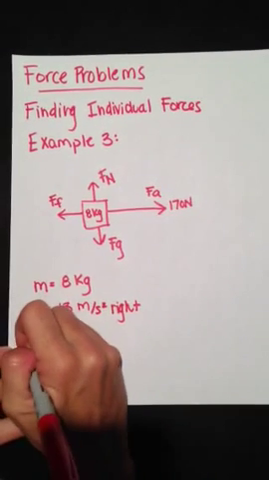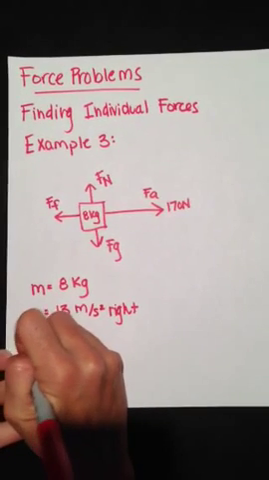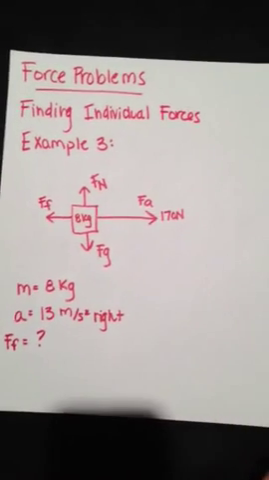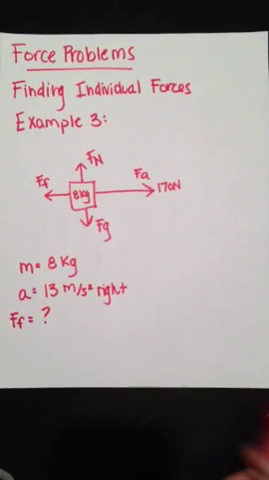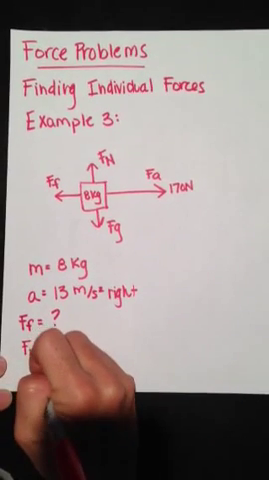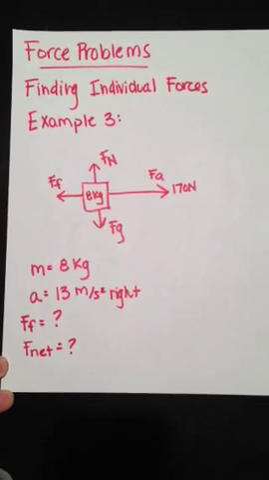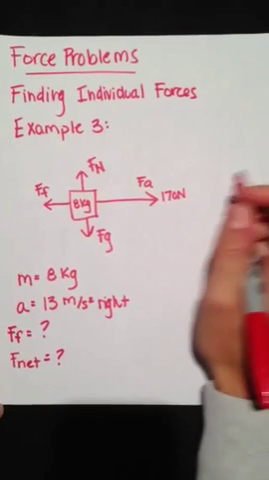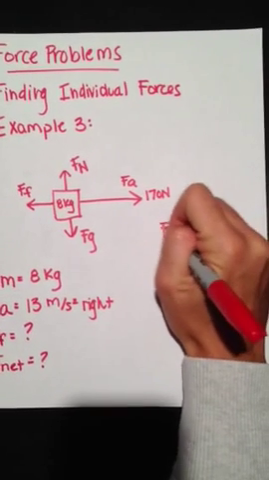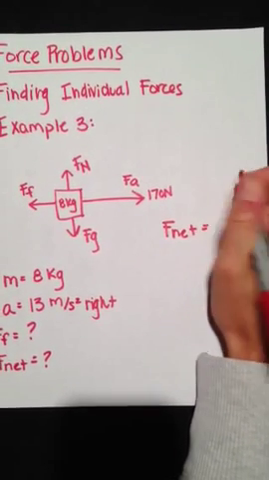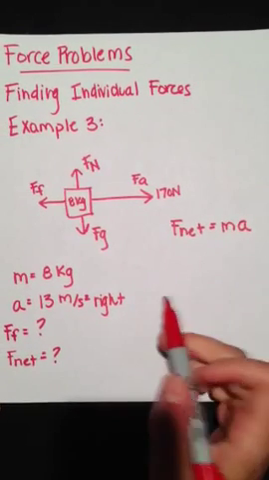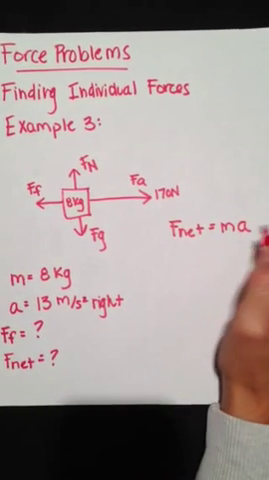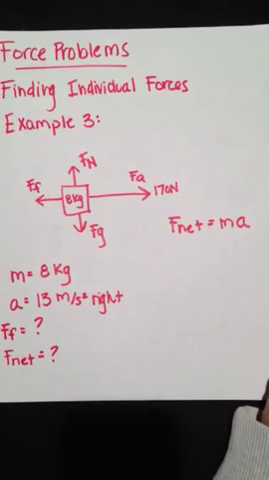And then I'm trying to find my force of friction. That's what they're asking me to find. But in order to do that, I need to know my net force before then. So we're going to need to find that first. So if I have Newton's second law, I know that F net, my net force, equals mass times acceleration. Since I do have my mass and acceleration, I should be able to find my net force, and that will allow me to get my force of friction.